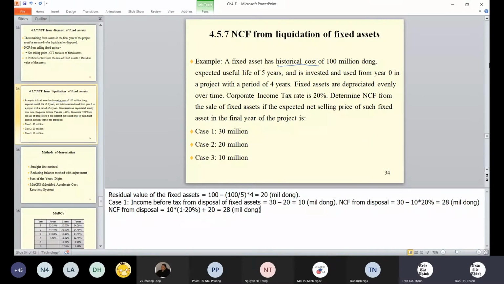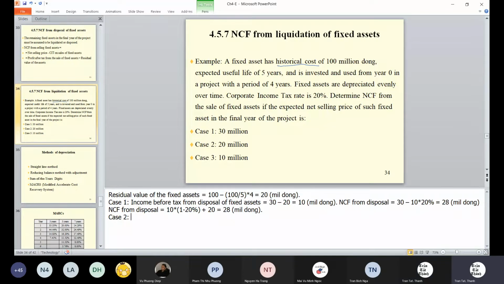Okay, so let's come back to the slide here. And that's why I saw that Trịnh Thành Hưng got the correct answer for the net cash flow. The net cash flow in case 1 is 28 million dong, which is correct. Now let's consider case 2.